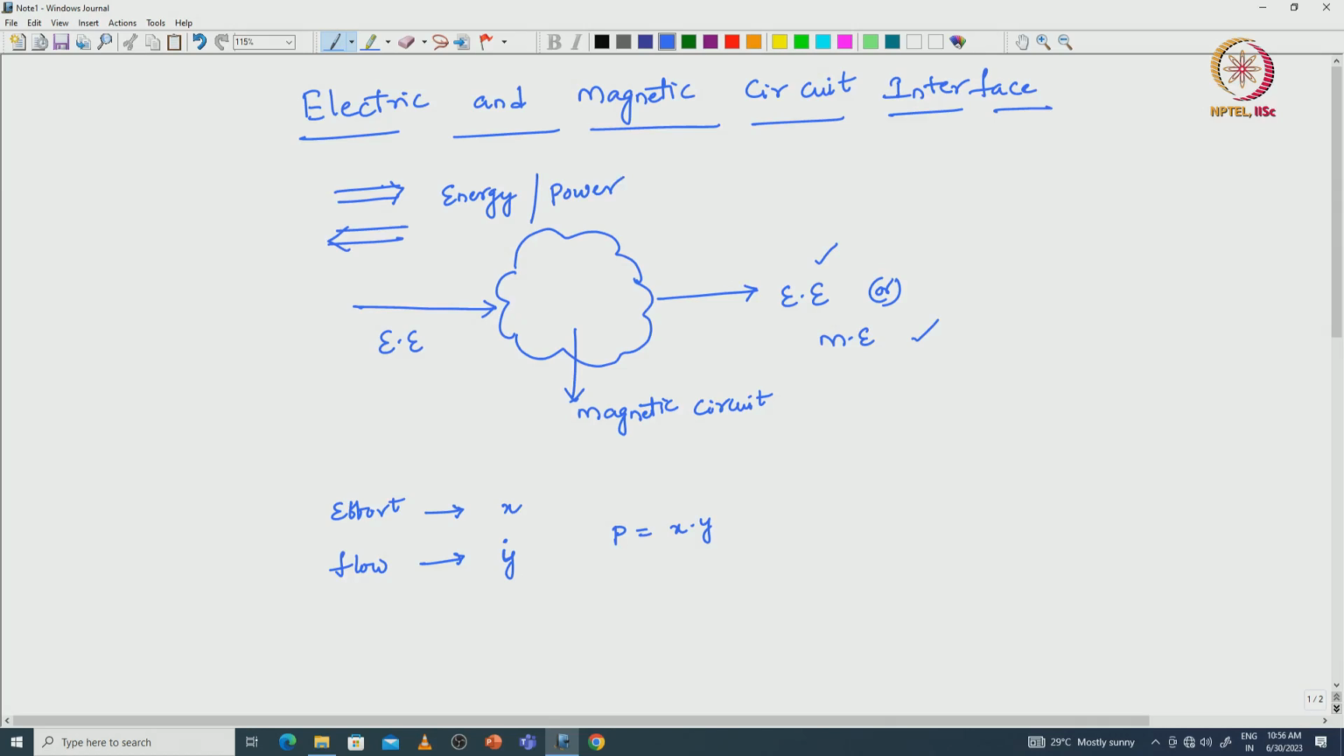Now, we will see the conventional representation of effort variable and flow variable across these domains. Whether the conventional way of representation is right or not with respect to the energy conservation principle, we will discuss now. As per the energy conservation principle, the energy or power from one domain to other domain should match. We cannot create or we cannot destroy.